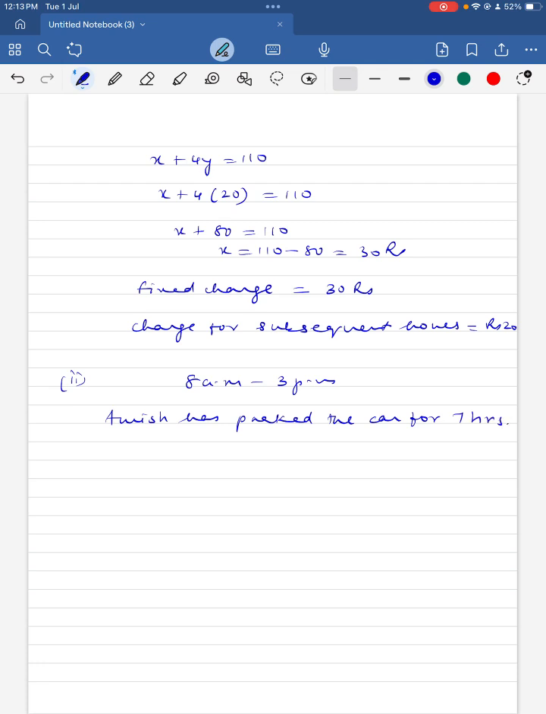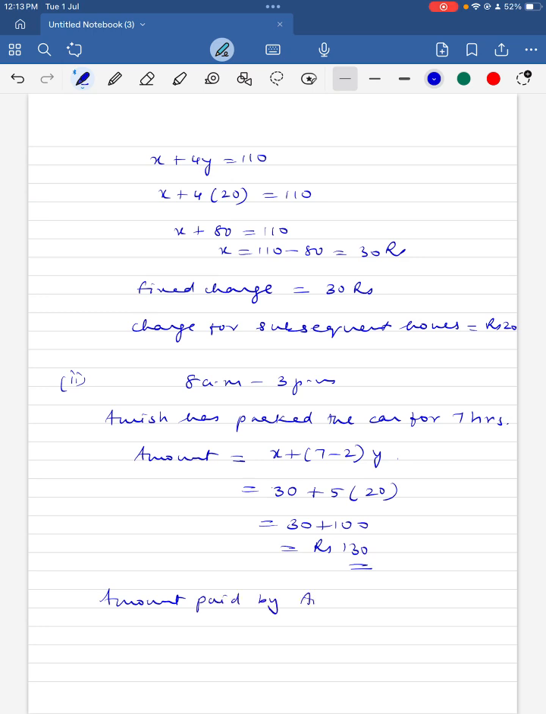Okay, so the amount to be paid will be, amount is equal to X plus 7 minus 2 times Y. So that's X, which is 30, plus 5 times Y, which is 20. That is 30 plus 100, or he has to pay rupees 130. Okay, so amount paid by Amish as parking charges is equal to rupees 130.